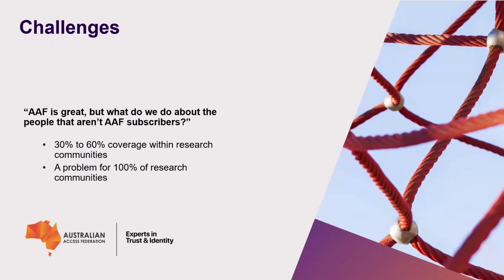So the AAF is great, but what do we do about people that aren't in the AAF, that aren't subscribers? When we've been out and about talking to our members and our non-members, we're finding that 30 to 60% coverage within research communities is provided by the AAF. So there's a big gap of 70 to 40% of folk who aren't in the AAF who need access to these infrastructures and research communities. That's a big problem that we need to work through and find solutions for, to provide access to people who aren't part of the AAF. And it's a problem for 100% of the research communities. No research community does not have a partner or community member that is not part of the AAF. So how do we either grow the AAF or have a mechanism to bring non-AAF members into the Federation and remain sustainable?